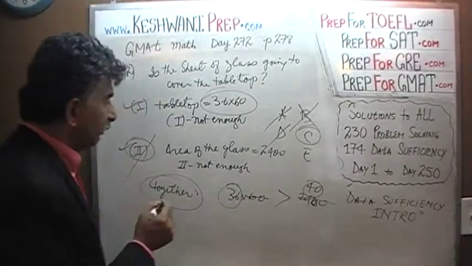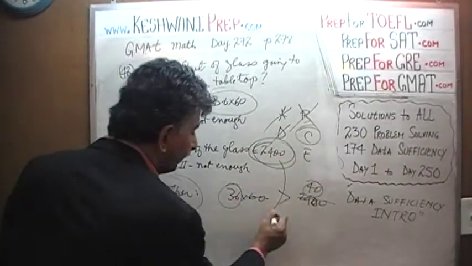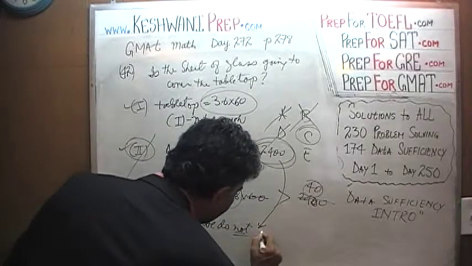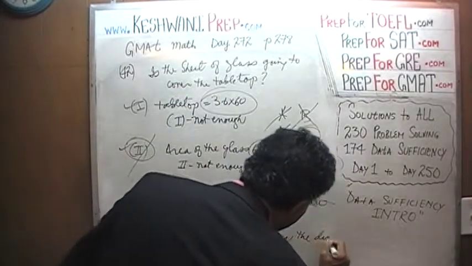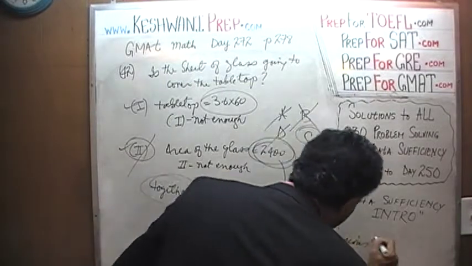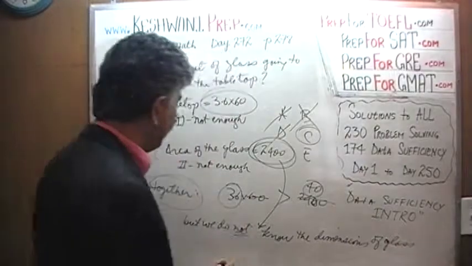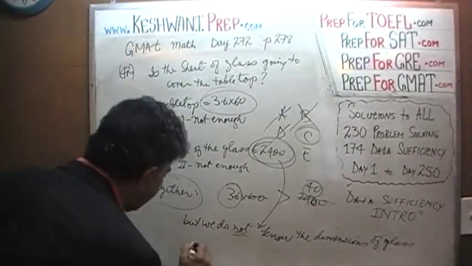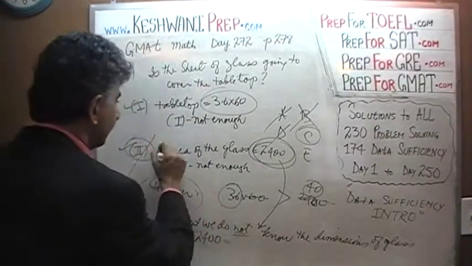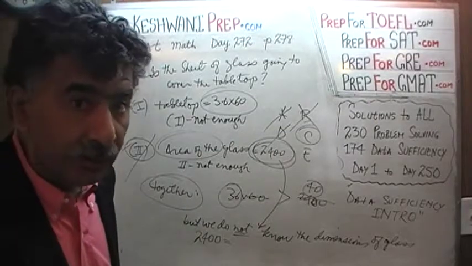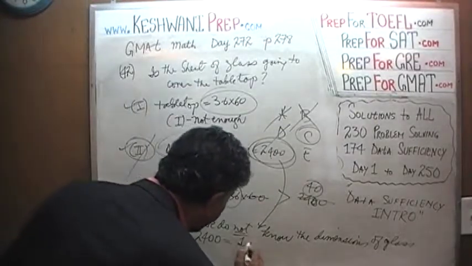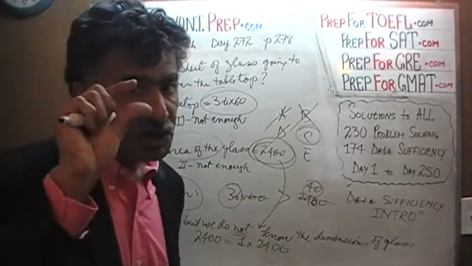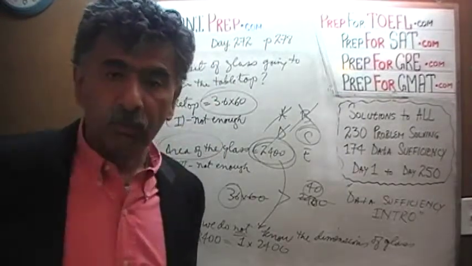Listen to me very carefully. We do know that the area of the glass is 2400, but we do not know the dimensions of the glass. They tell us that the area of the glass is 2400, but you do not know what it looks like. All we know is that it's 2400. For all we know, the glass could very well be 1 inch in width and 2400 inches long.